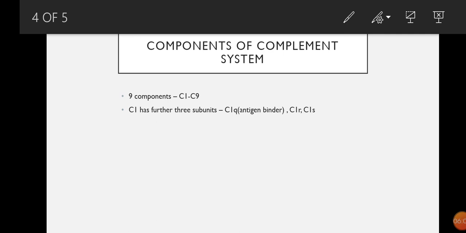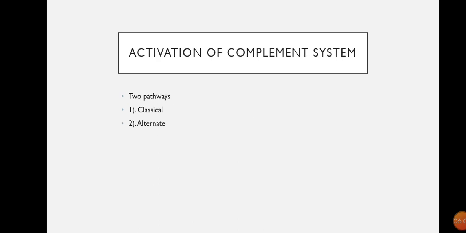Okay, now the last slide of today. There are two pathways to activate the complement system and to provoke the response against the antigen. Number one is the classical pathway, and number two is the alternate pathway. So we will discuss these two pathways in upcoming lectures about the complement system.